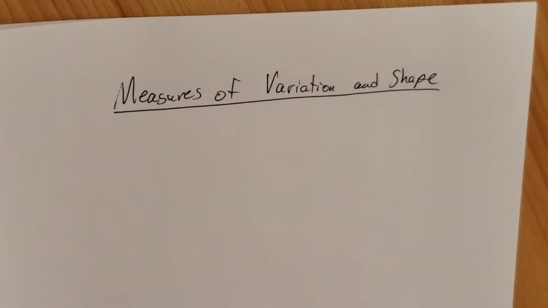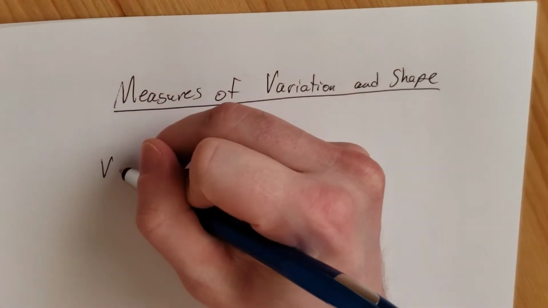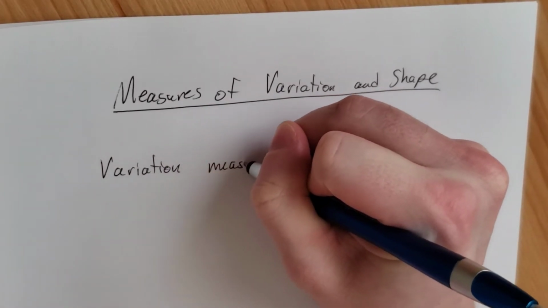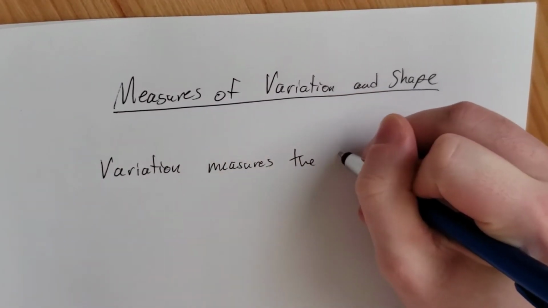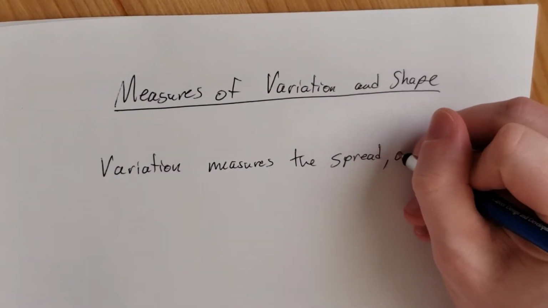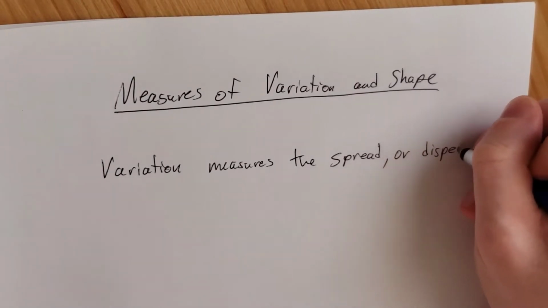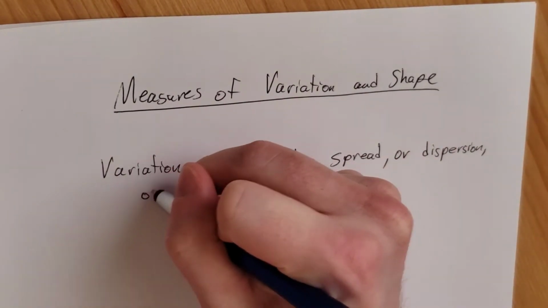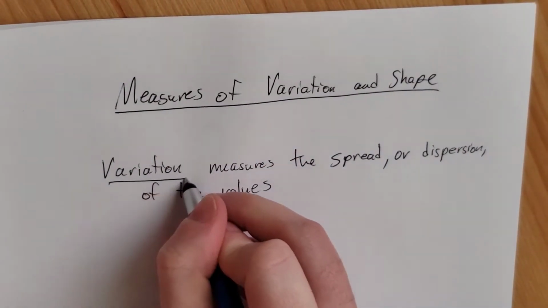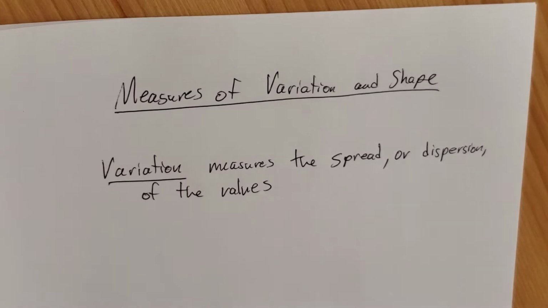In this video, we're going to be looking at measures of variation and shape. So what is variation? Well, that measures the spread or dispersion of the values. Okay, so that's what the variation means. It means kind of how spread out are your values.